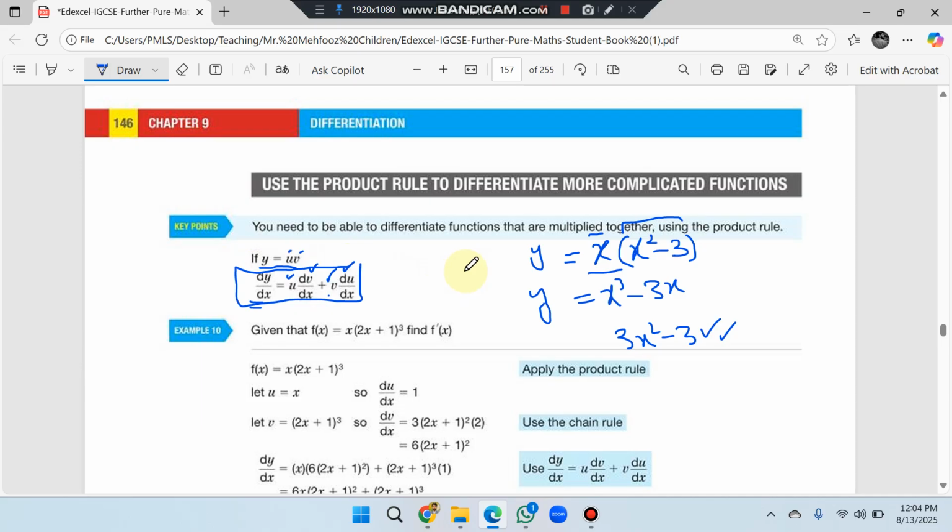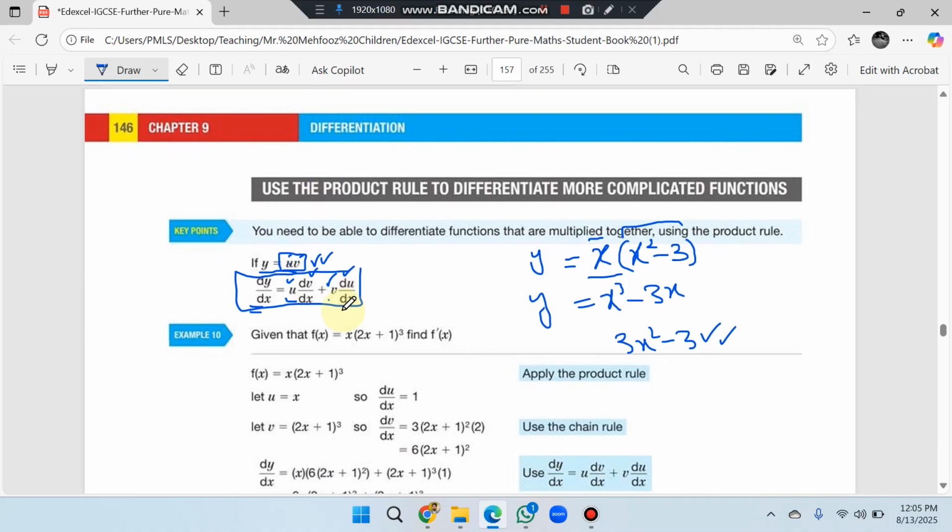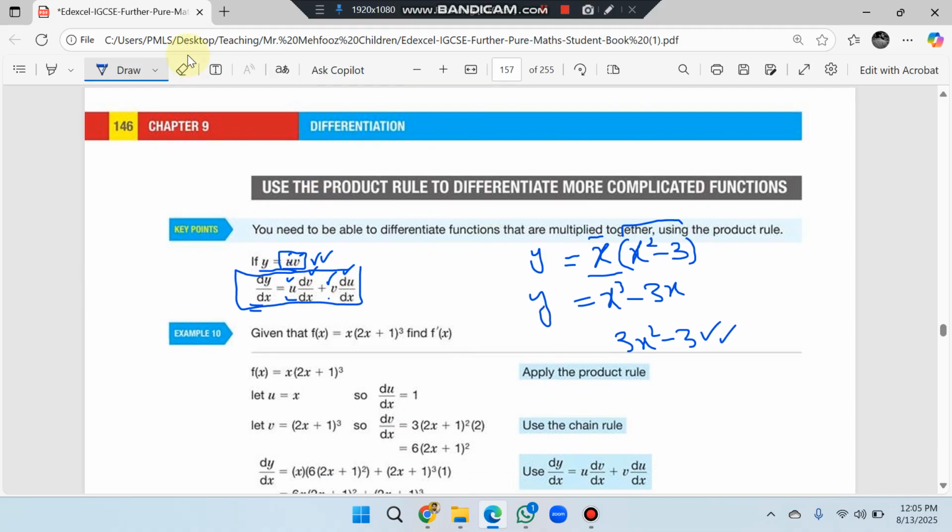I'm just telling you that the product rule is basically that if two functions u and v are multiplied, and we have to find the derivative of this function, then the method is that the first function is written as it is, multiplied by the derivative of the second function, plus the second function as it is, multiplied by the derivative of the first function. Like here, we have the same function again.